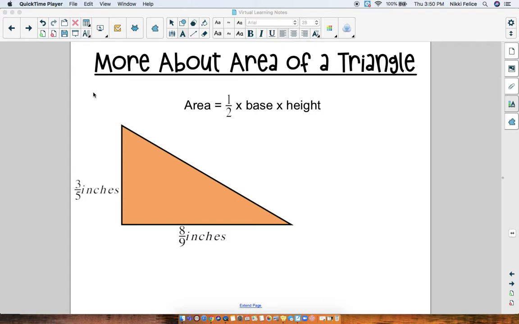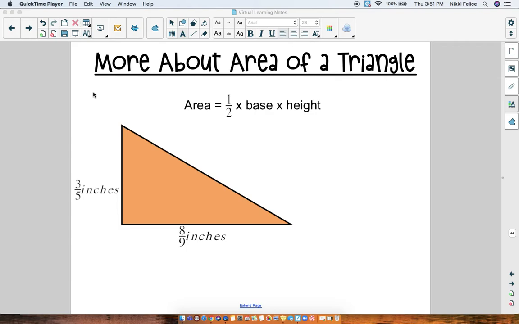Hi guys, today we're going to be talking more about finding the area of a triangle, but also specifically how to use the area of a triangle to find other parts of the triangle. But before we get into any of that, let's start with this problem right here as a do now.